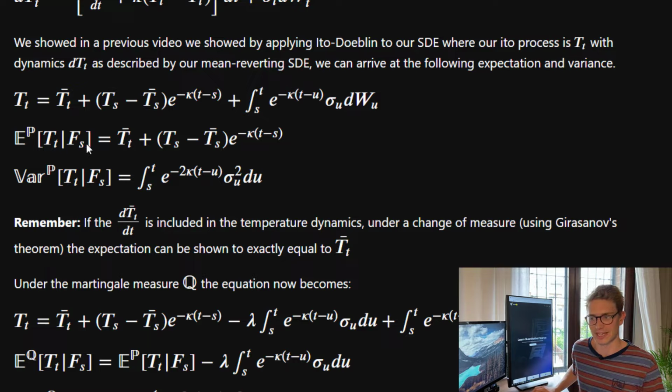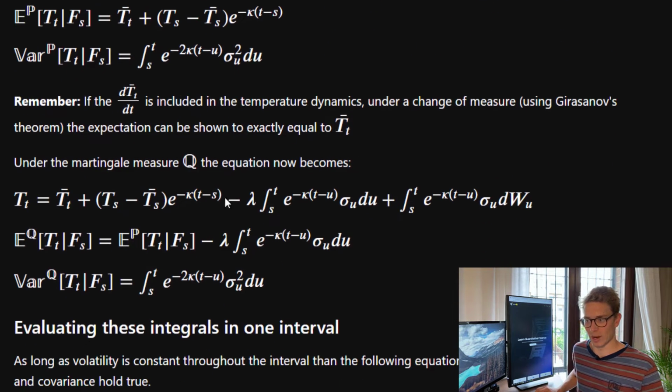So we have our expectation under the physical probability measure and our variance. But if you remember, it was very important to include our change in average temperature over time. And if we include that, we showed a video where under a certain change of measure, again using Girsanov's theorem, you can actually show that the expectation is exactly that average temperature.